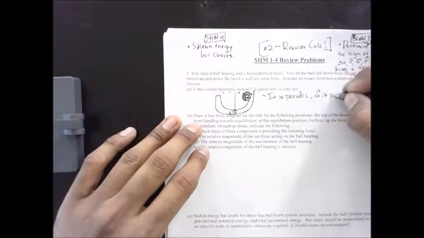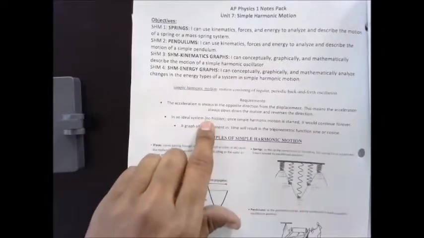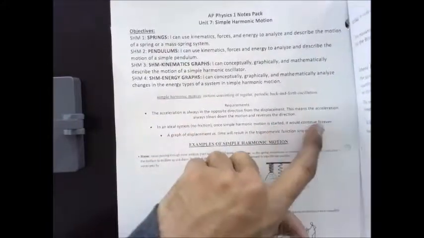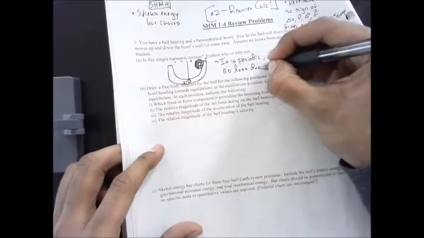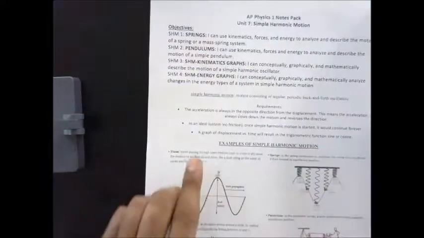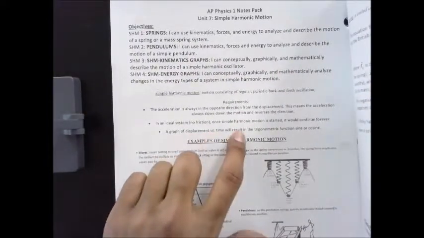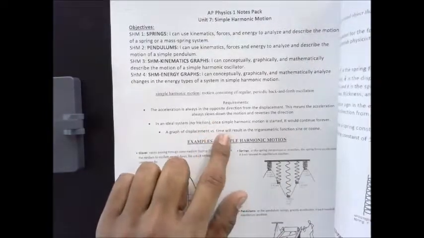Acceleration is always opposite delta x. It is an ideal system where it would continue forever, assuming no frictional losses. So no loss due to friction. So far we're looking good. A graph of displacement versus time will result in the trigonometric function sine or cosine. Okay, now here's where we get to somewhere that's a little bit funky.